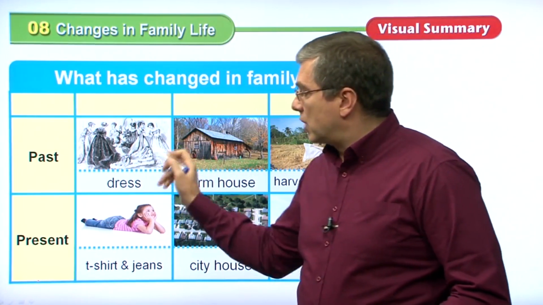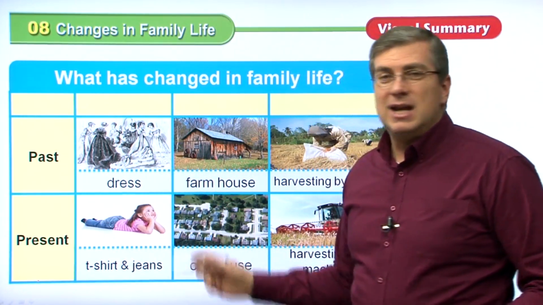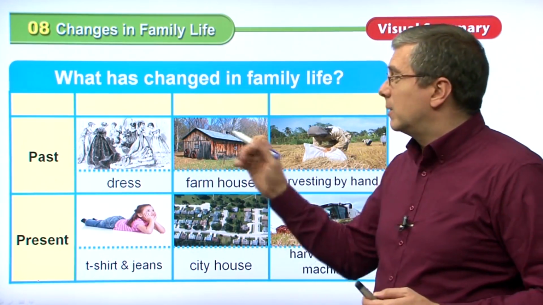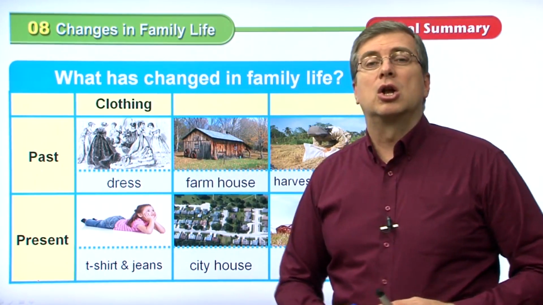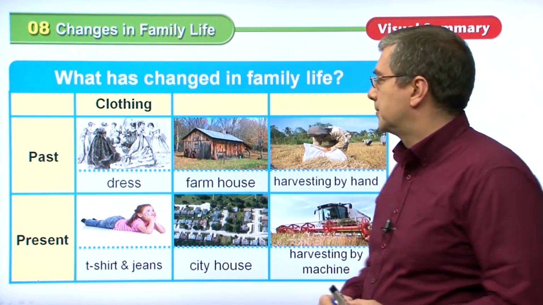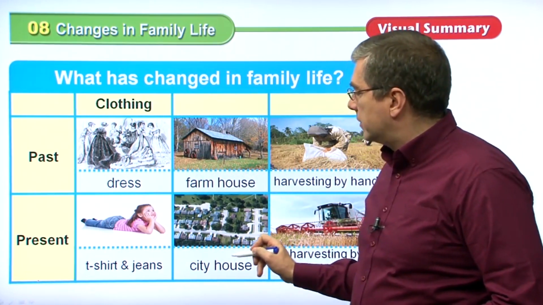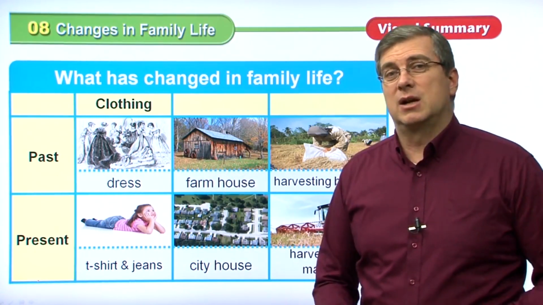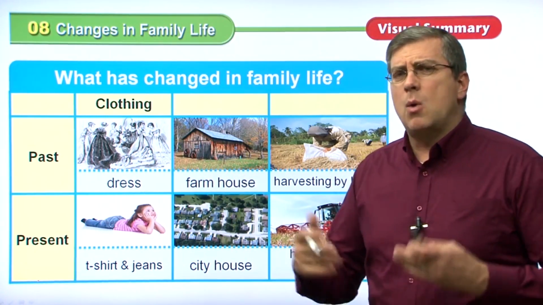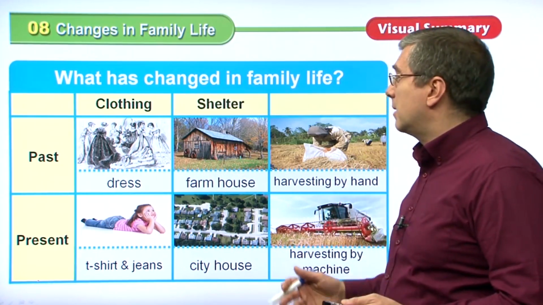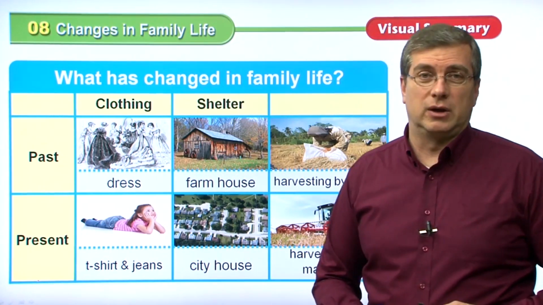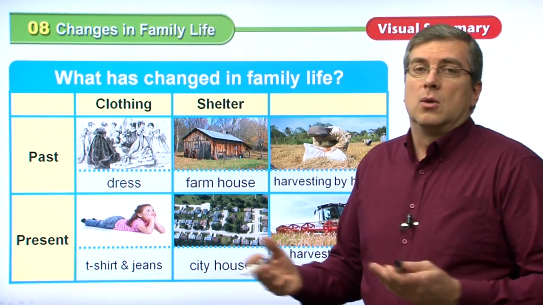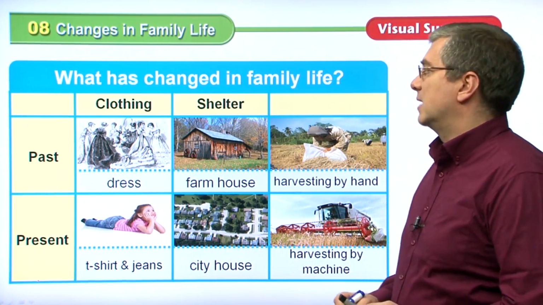So when we're talking about dresses, and t-shirt and jeans, these are coverings that people wear to cover their body. What are we talking about? We're talking about clothing, right? Over here, farmhouse and city houses. These show where people live to protect themselves from the environment. When we talk about where people live, what are we talking about? We're talking about shelter. Where do people live? Where do they go to live? Where do they stay? Basically, we stay in shelters.